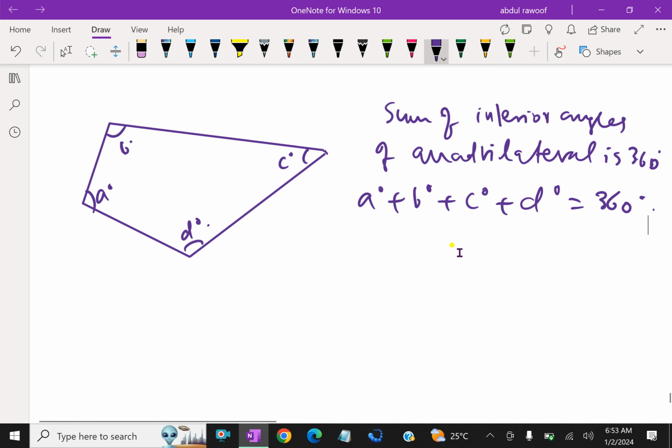So far we discussed some angle properties in a line, in intersecting lines, in triangles and polygons.